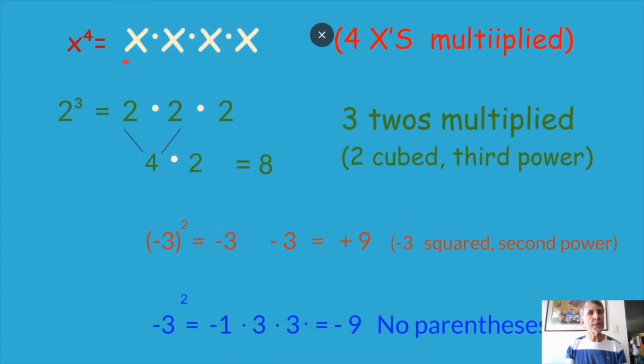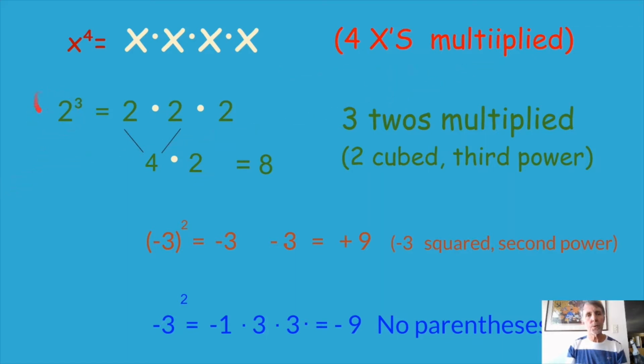Exponents representing repeated multiplication, you could expand this x to the 4th power. This is called the base, x, and this is called the power, 4. This whole thing is called the exponent. So x to the 4th power, and that's x times x times x times x. There are 4 x's multiplied. That's not 4 times x, but x times itself 4 times.